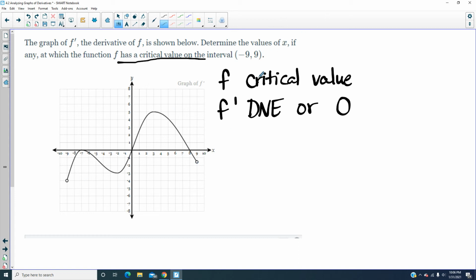So now I just really need to look for where the graph of f prime is equal to 0. So that would happen here at x equals negative 7, at x equals 0, and at x equals 8. So I would type in x equals negative 7, 0, and 8.